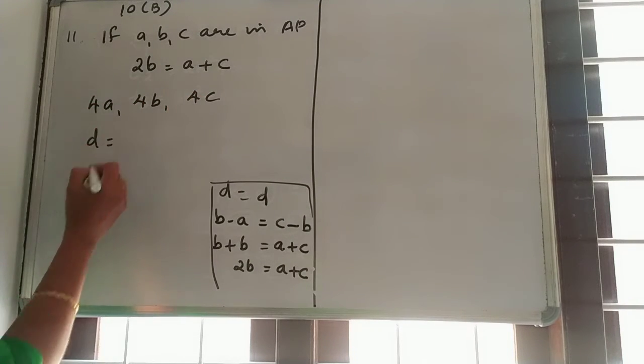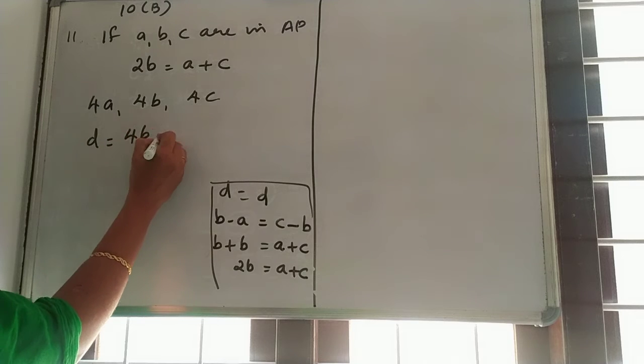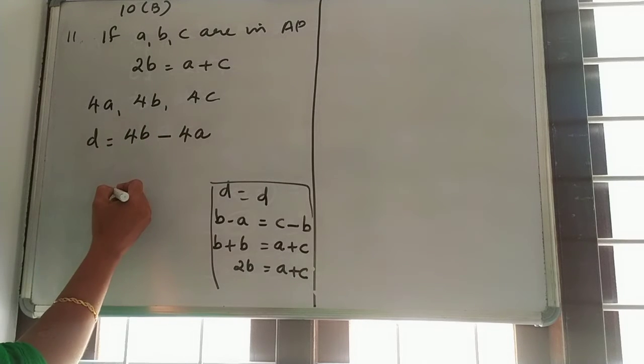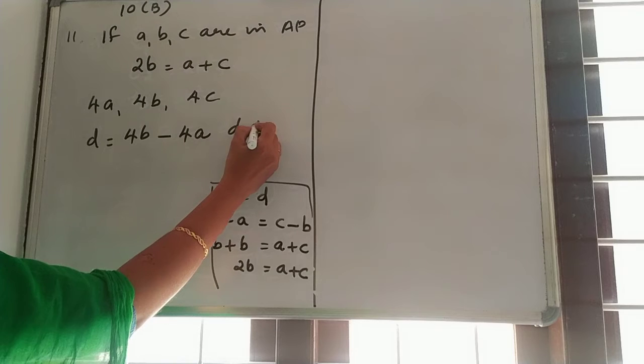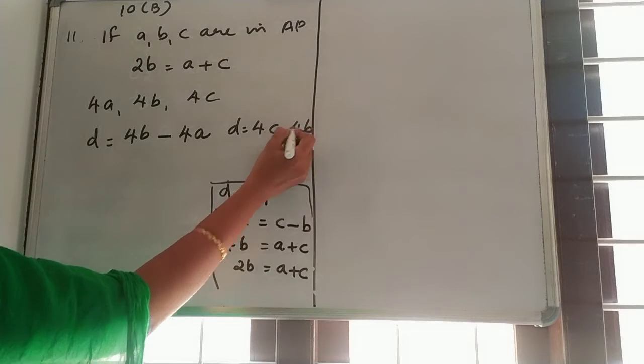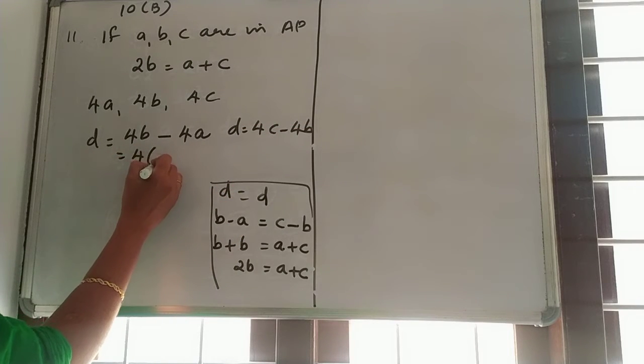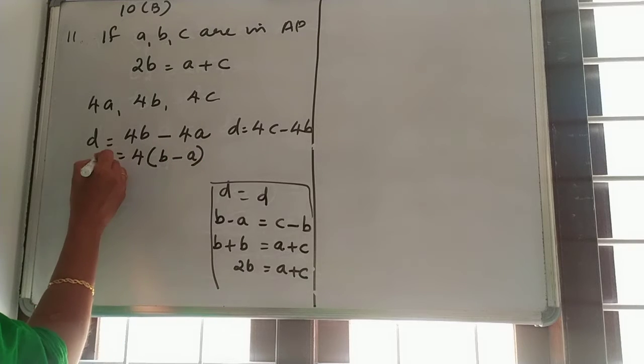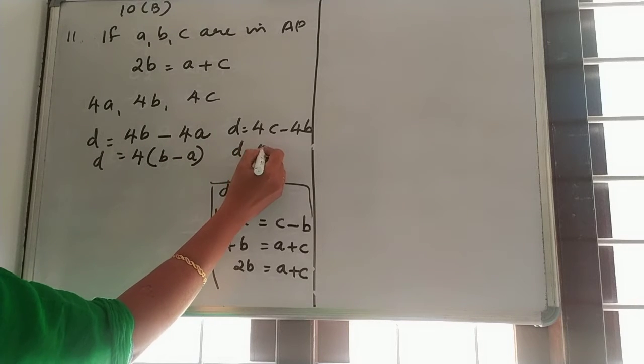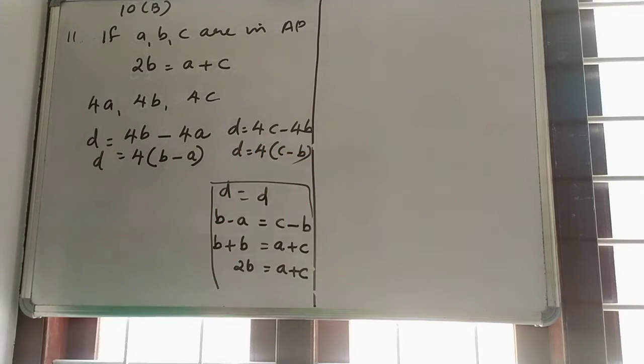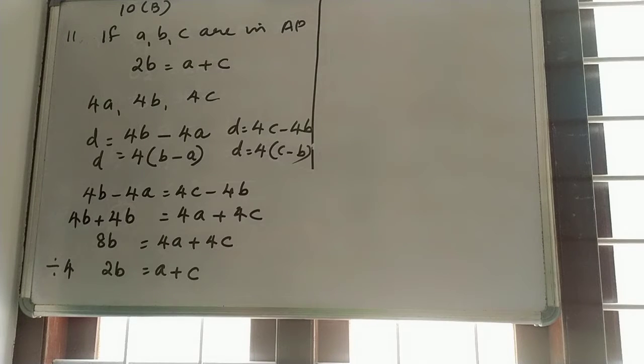What about the common difference? Common difference will be 4B minus 4A. Then again the common difference will be 4C minus 4B. Here we can take 4 common: 4 into B minus A. Here also we can take 4 common: it will be C minus B. So D is equal to 4B minus 4A and D is equal to 4C minus 4B.